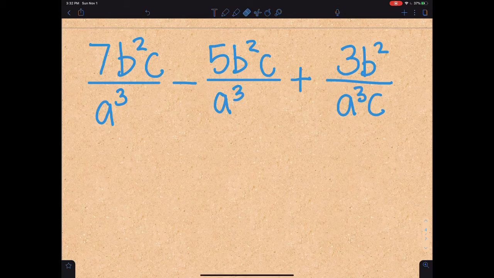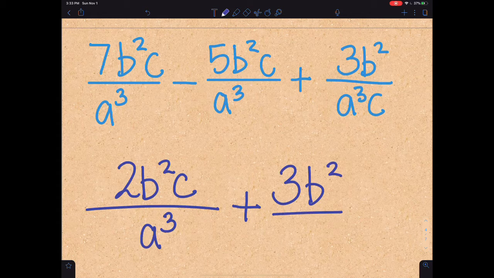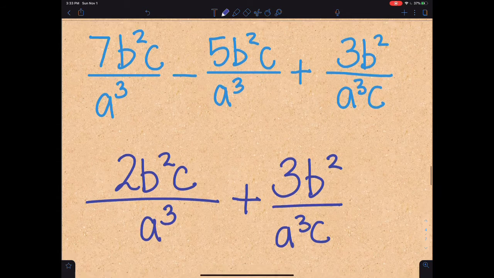There's no x there. So because there's no x there, it's just like adding 7x minus 5x, and it would be 2x. But instead of 2x, it's 2b squared c. On the bottom, it stays the same, a cubed. And then we're going to add just this last term right here exactly the way it is. I'm not going to change it at all. And that is going to be the final answer right there.